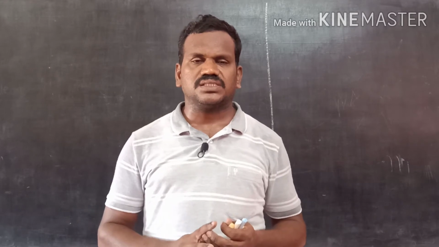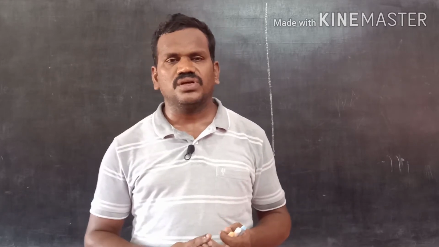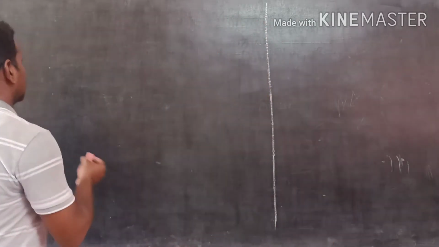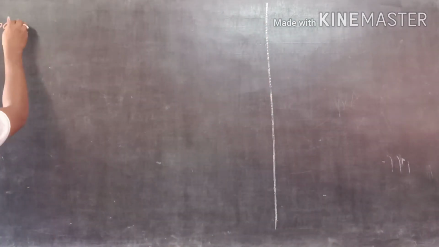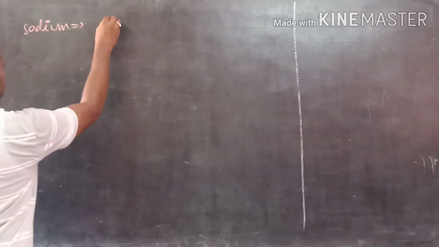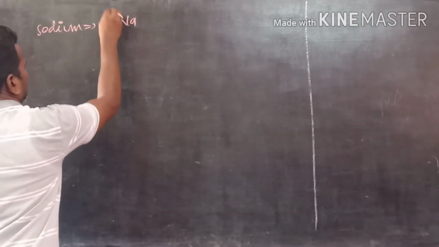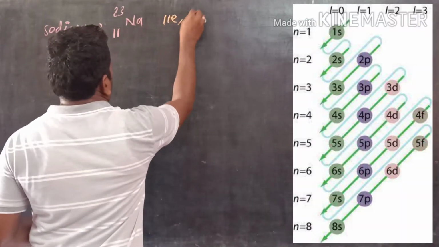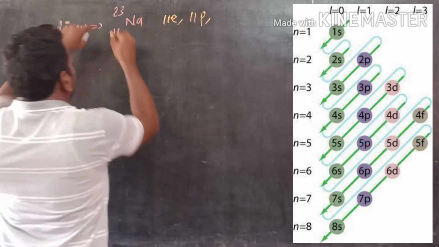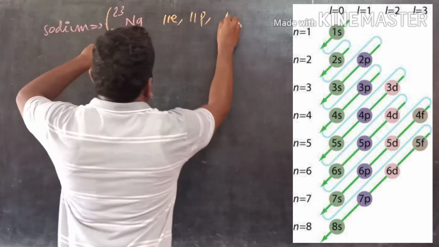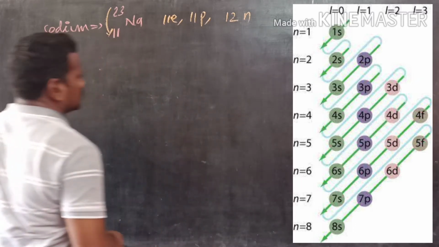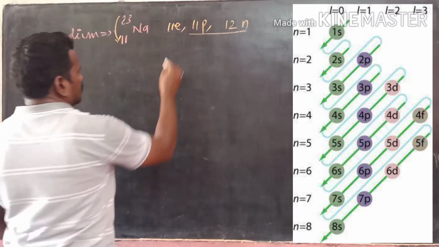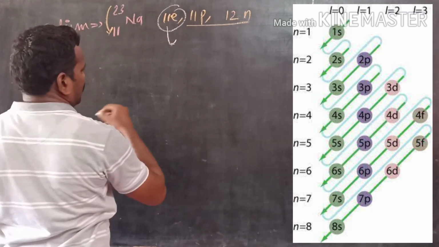Once again I will discuss the electronic configuration of various kinds of elements. Now see the example of sodium. Its general representation is Na, mass number 23, atomic number 11. That means it contains 11 electrons, 11 protons, and 23 minus 11, that is 12 neutrons. These 11 protons and 12 neutrons are inside the nucleus. Then what about these 11 electrons?